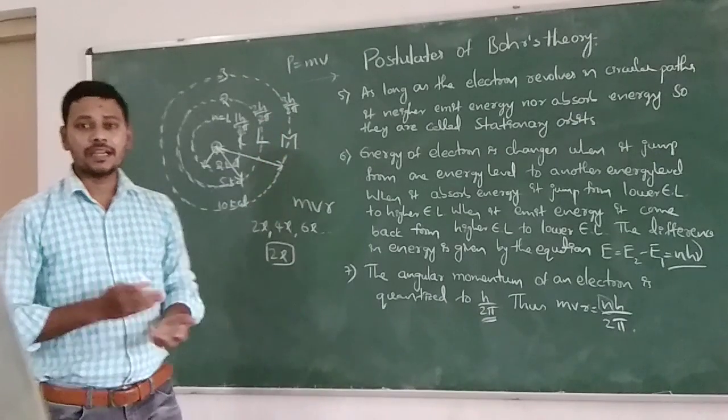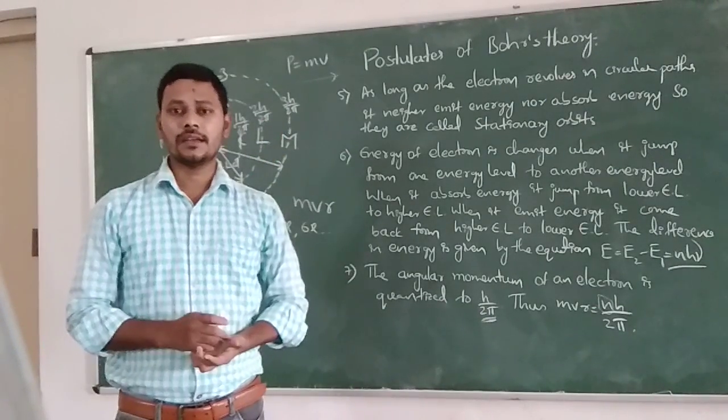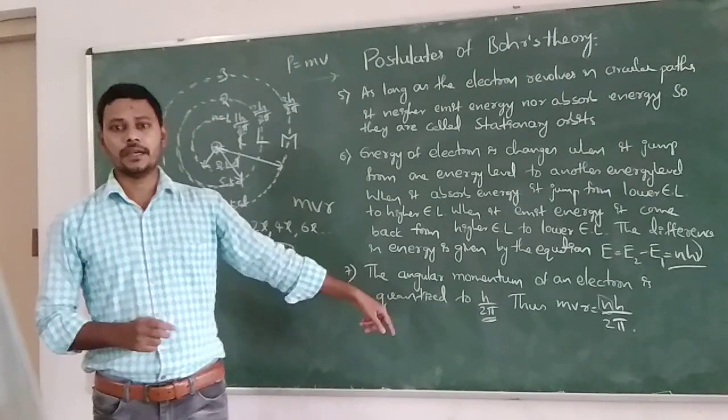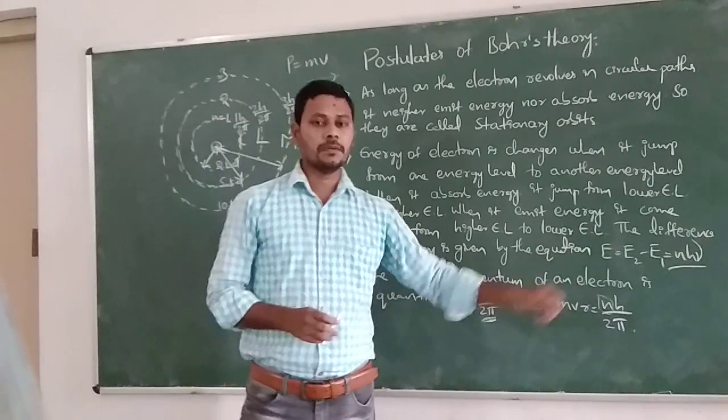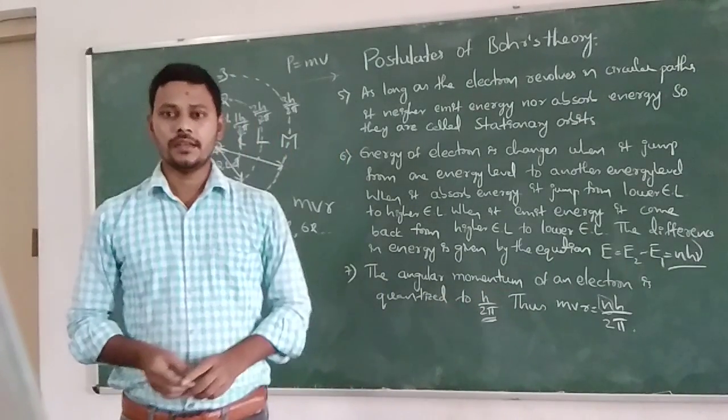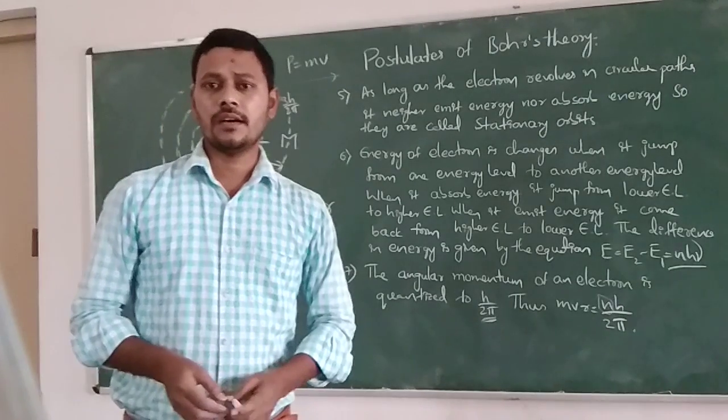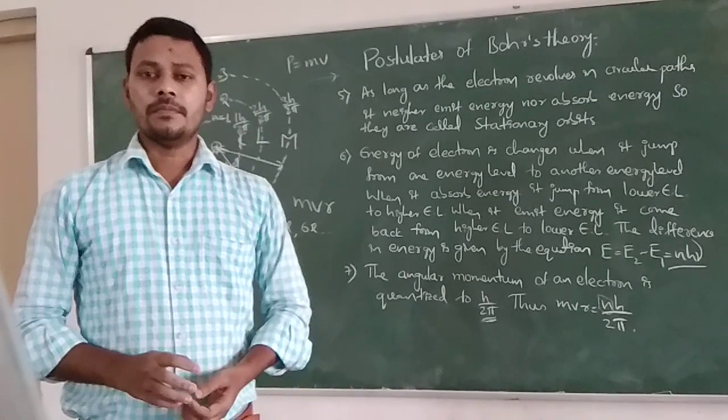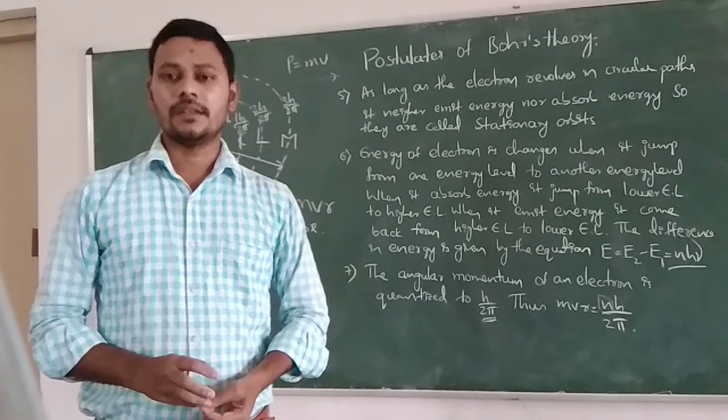That's why the angular momentum of an electron is quantized to h by 2π, and the value is nh by 2π. mvr equals nh by 2π. These are the 7 postulates of Bohr's atomic model, or Niels Bohr's atomic theory.